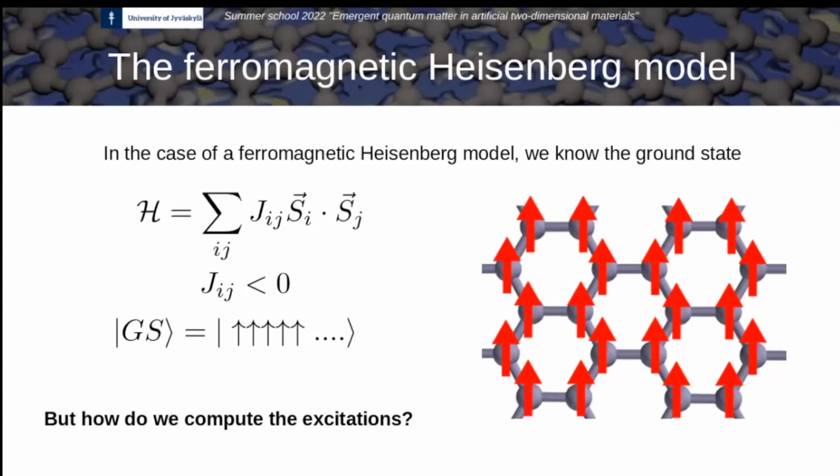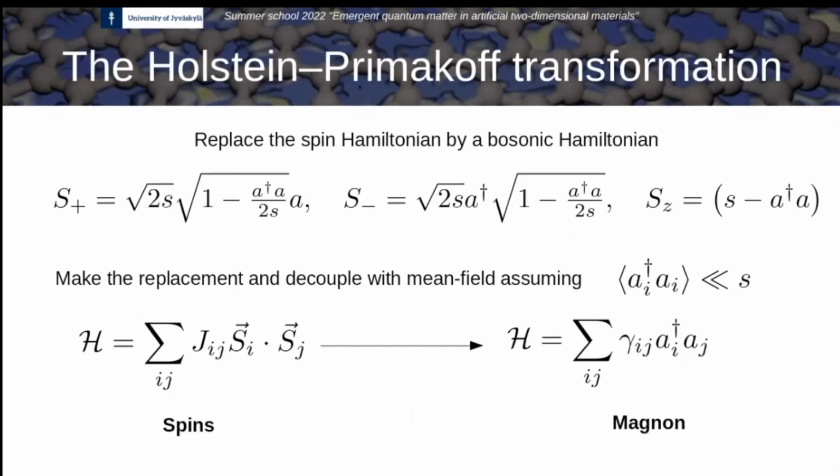So we have a ground state that is spin 3/2. So this is a product state. This is effectively a classical state that breaks time reversal symmetry with magnetization in the C direction. So now the basic idea is just to do a mathematical transformation in the Heisenberg Hamiltonian.